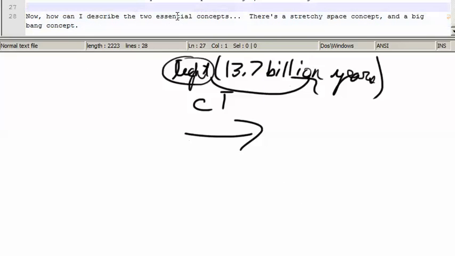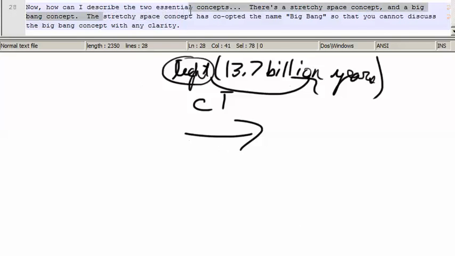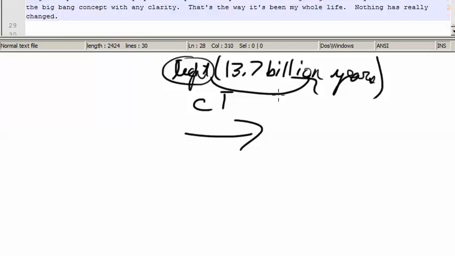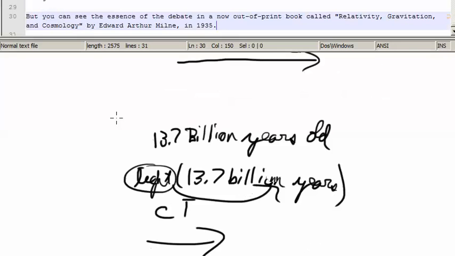Now, how can I describe the two essential concepts? There's a stretchy space concept and a Big Bang concept. The stretchy space concept has co-opted the name Big Bang, so you can no longer discuss the Big Bang concept with any clarity. That's the way it's been my whole life. Nothing has really changed. But you can see the essence of the debate in the now out-of-print book called Relativity, Gravitation, and Cosmology by Edward Arthur Milne in 1935.